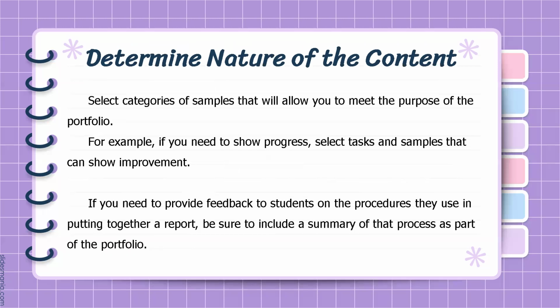We need to select categories of samples that will allow you to meet the purpose of the portfolio. For example, if you need to show progress, select tasks and samples that can show improvement, such as drafts of student work. If you need to provide feedback to students on the procedures they use in putting together a report, be sure to include a summary of that process as part of the portfolio.